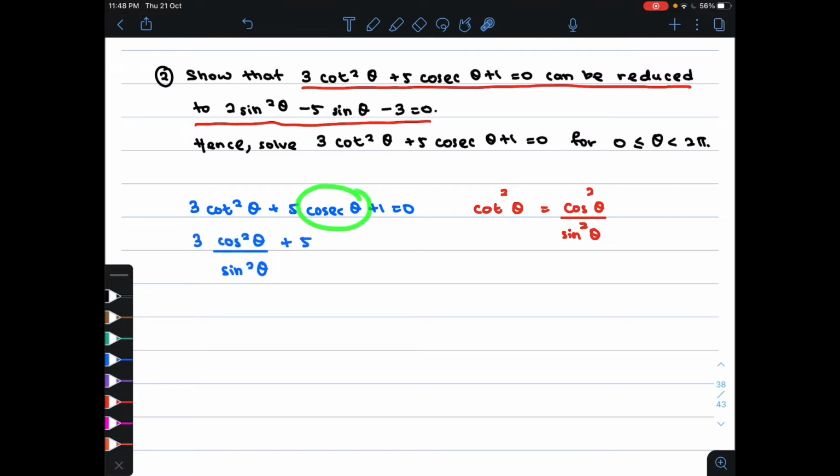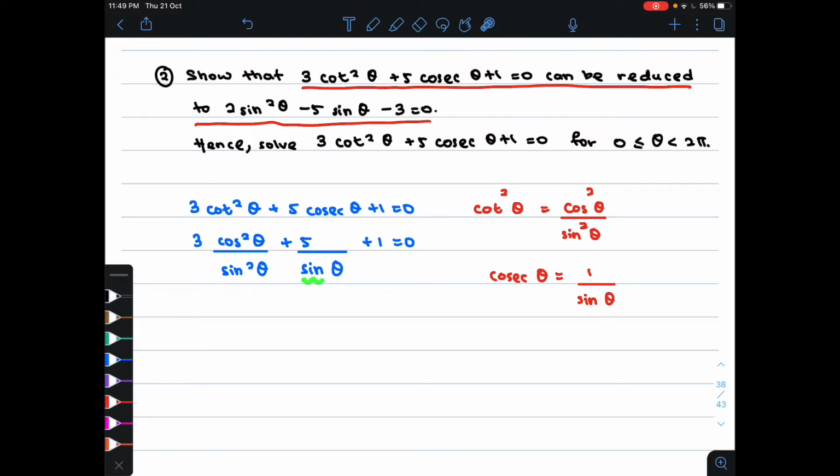Next, we have cosecant theta. And we know that cosecant theta is 1 over sine theta. Therefore, this is 5 times 1 over sine theta, which is just 5 over sine theta. And then we have plus 1 equal to 0. Now, eliminate the denominators, which is sine squared theta and sine theta.